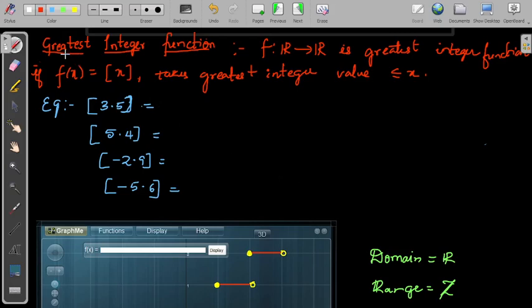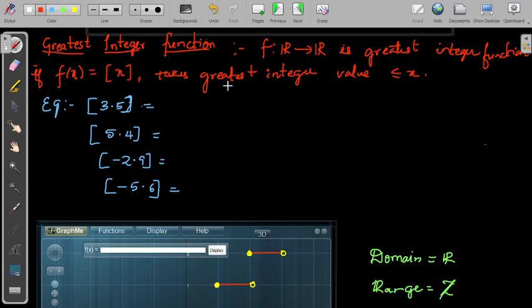In this video, I'll explain about the greatest integer function. A function f from R to R is the greatest integer function if f of x equals the greatest integer of x. This is the notation for the greatest integer function: a square bracket, within which the given real value has to be written. It takes the greatest integer value less than or equal to x.